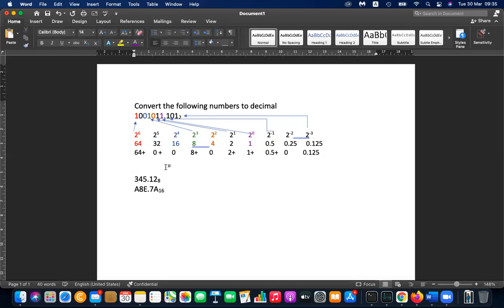Did you understand the concept? Yes, sir. Okay. So what is the value then? 64 plus 8 is 72. 72 plus 2 is 74, 75, 75.625. 75.625 is the value. So this is how the conversion is done.